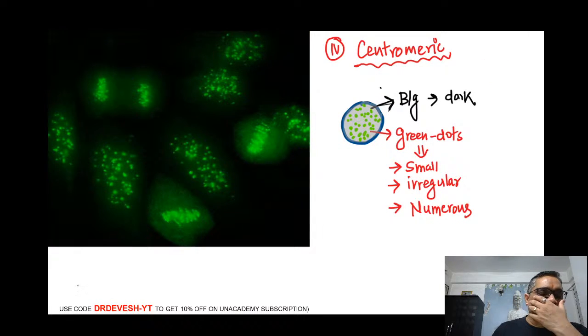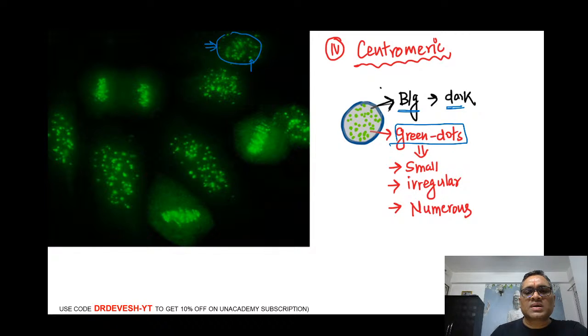Now the second pattern. Now you will see a little bit of change in the pattern. Can you notice this nucleus? The background is dark, and you can notice there are so many green dots. How are these green dots? They are very small, that is why they are irregular. You cannot see their boundaries, and they are numerous. Remember, small, irregular, numerous.